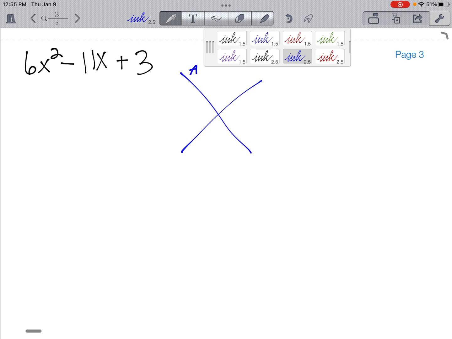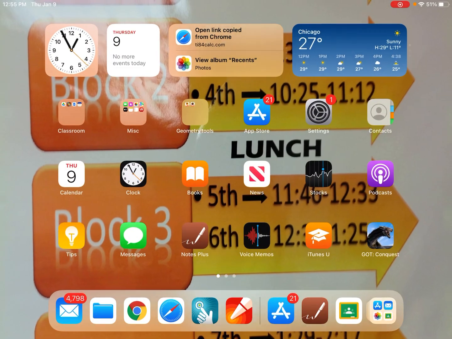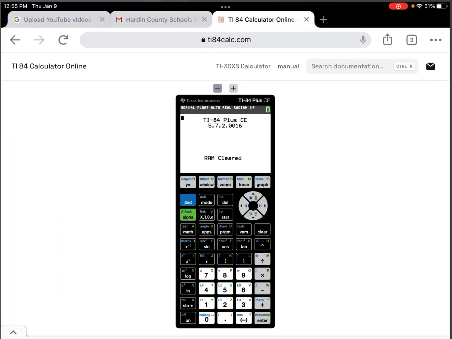Remember, the top of our X puzzle is A, which is our first term, times C, which is our last term. So we get 18x squared. In the bottom is our B term, so that's where our negative 11 goes. So we need to know factors of 18 that add to be negative 11. So I'm going to switch over to my calculator.